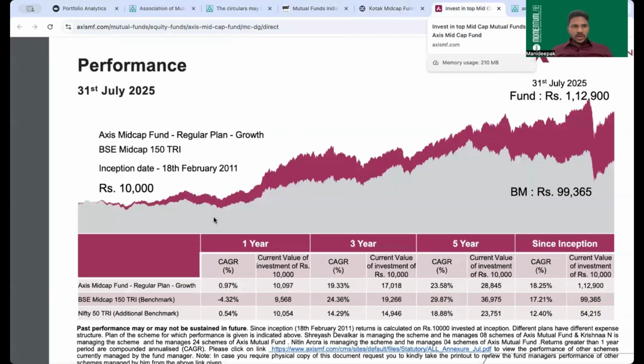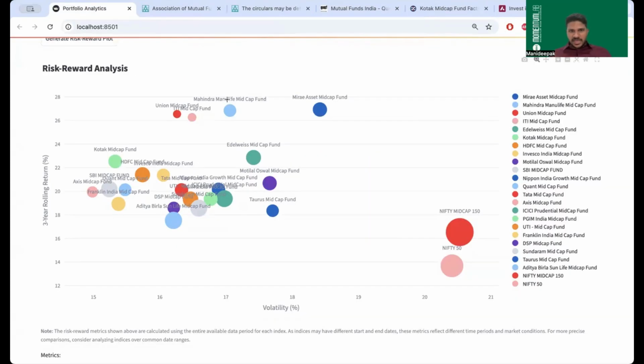Let me also show you how Axis is looking at it. They are comparing themselves against the BSE Midcap 150, and the additional benchmark, or the tier 2 benchmark here, is Nifty 50. So while we measure the performance of a fund, we will look at both the Nifty Midcap 150 and also the Nifty 50 to see how the fund is performing in the next part of this video. Here are the list of midcap funds that we have.